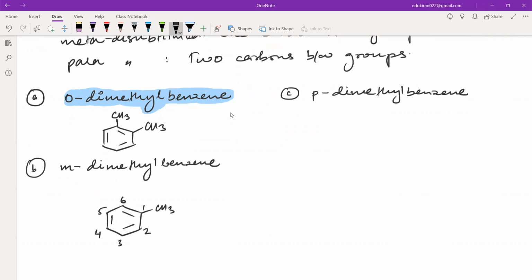Tell me, M dimethyl benzene. Where will be the other methyl group? M means how many carbons between the substituent? 1, meta 1. बताइए कहाँ पे होगा फिर? 3 or 5. हाँ ठीक है. Fine, correct. 3 or 5.